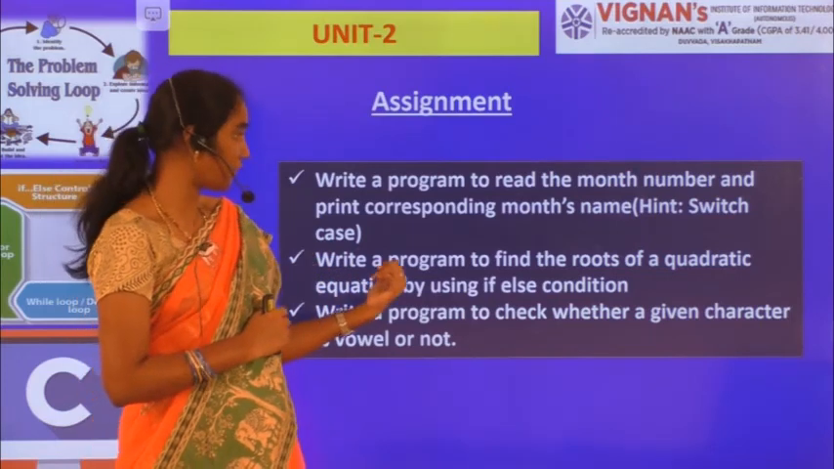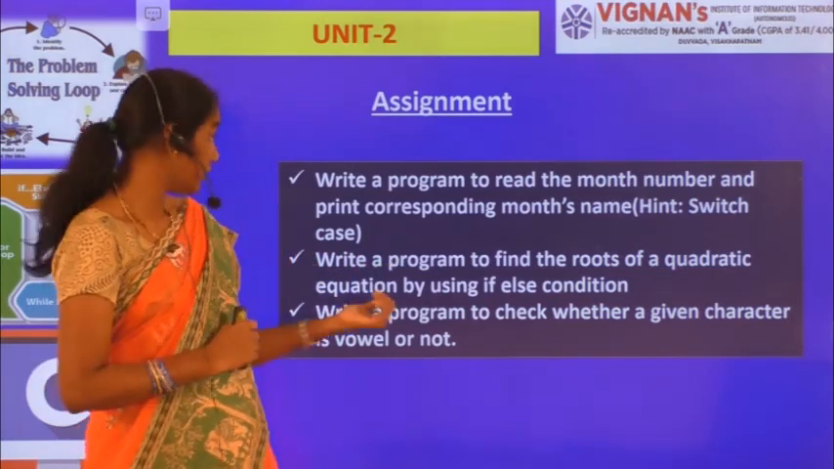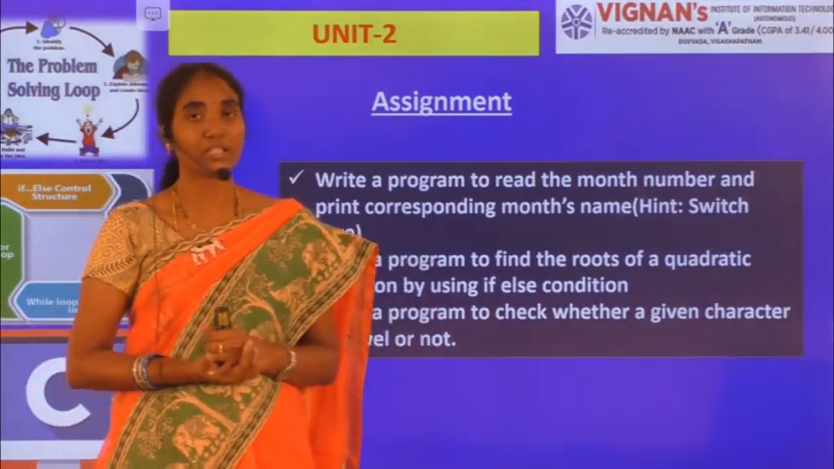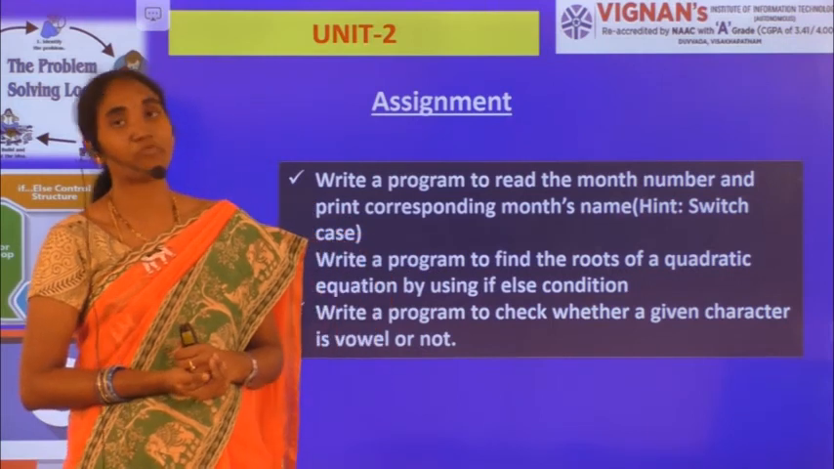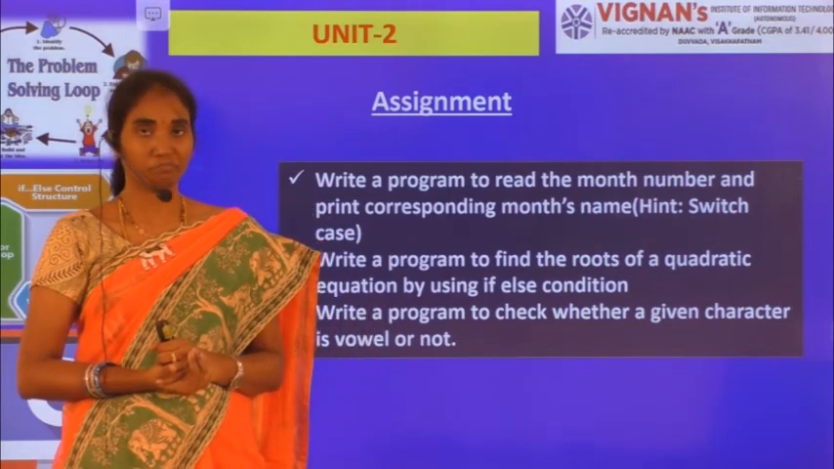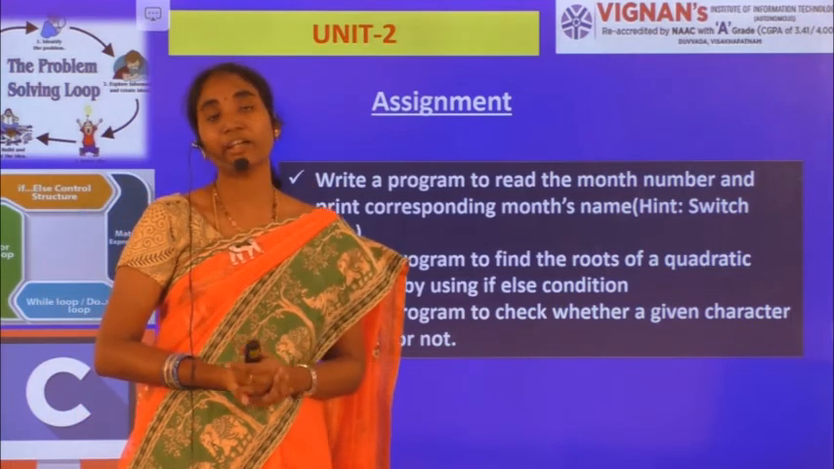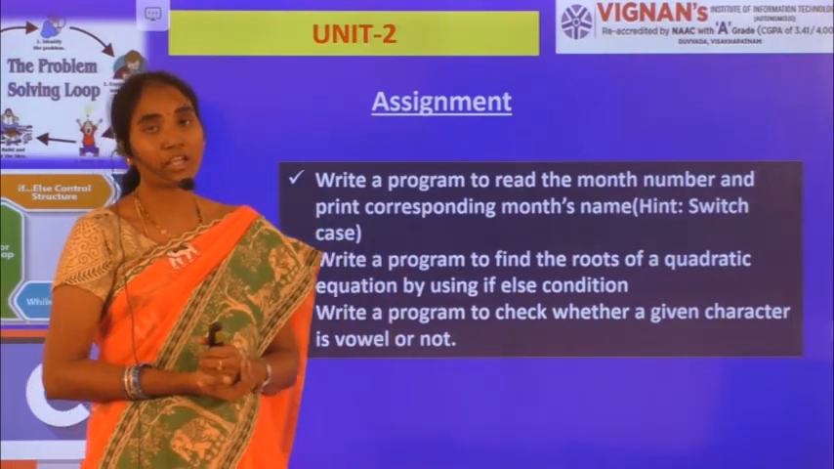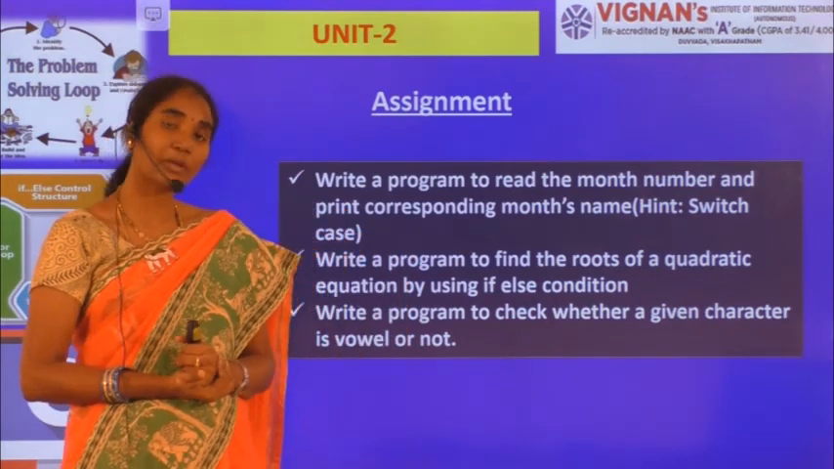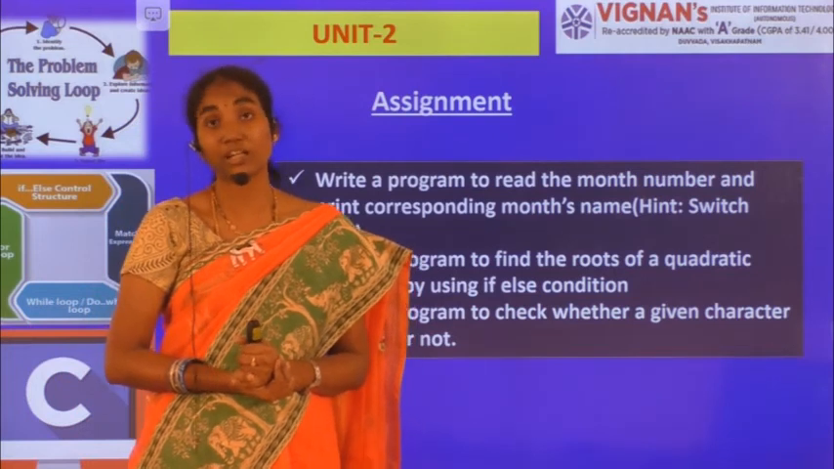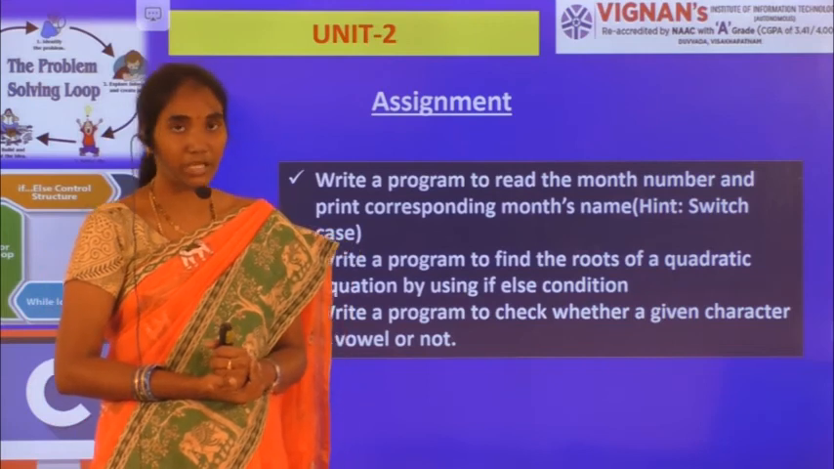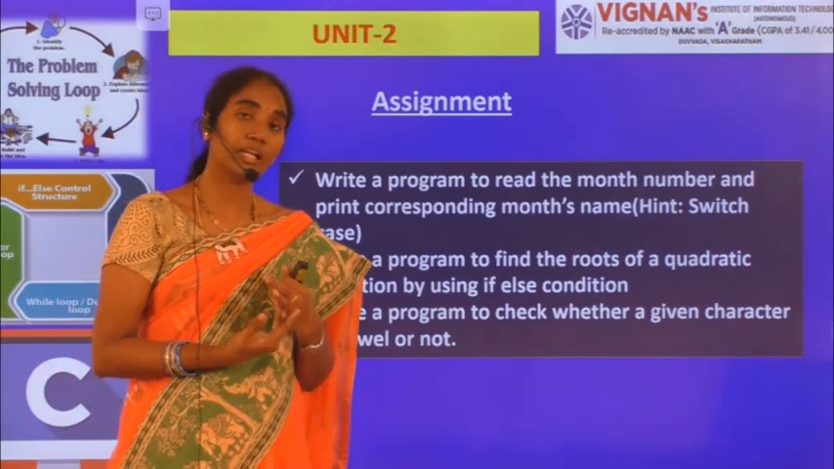Now write a C program to find the roots of a quadratic equation by using if else conditions. To find the roots of a quadratic equation, I need to find the d value. What is the d value? D is nothing but b square minus 4ac. If b square minus 4ac is equal to 0, the roots are real and equal, right? If b square minus 4ac is greater than 0, the roots are real and unequal. And if b square minus 4ac is less than 0, the roots are imaginary. Likewise I need to write it with the help of if else statements.